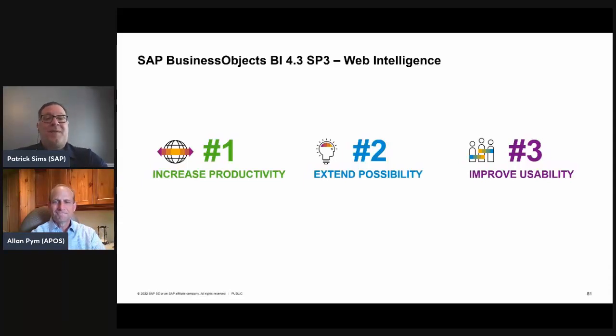So the three key themes that we have for Service Pack 3, and it applies not just to Webi, but also to the BI platform in general, are increased productivity. So how can we enhance the productivity of the report and document writer? So things that we've changed there. Extending possibilities. So that's really more about the infrastructure a little bit. So, OData advancements, data source advancements, things like that.